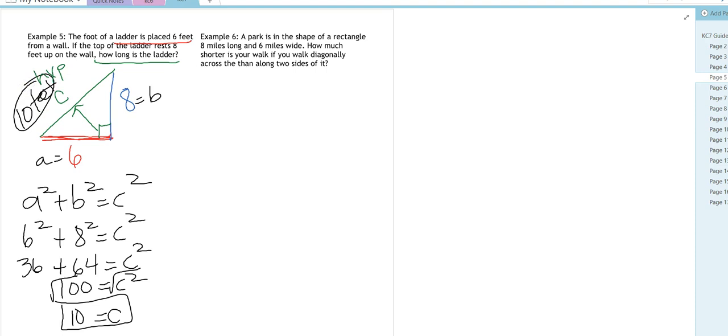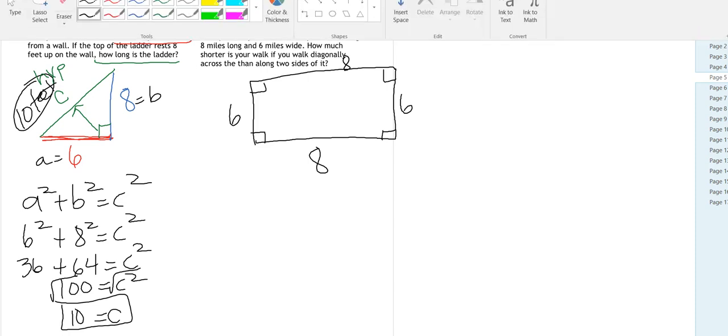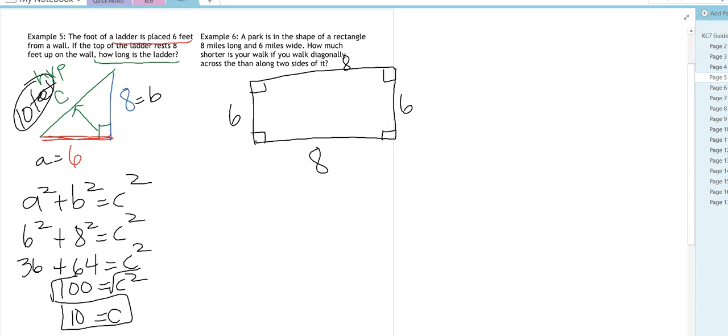Example number 6, a park is in the shape of a rectangle, 8 miles long and 6 miles wide. So when we have my rectangle here, it's going to be 8 miles long, 6 miles wide. So if this is 8, that would make this 8. If this is 6, that would make this 6. And what's nice about a rectangle is that all angles are 90 degrees. Then it says, how much shorter is your walk if you walk diagonally across instead of along the two sides? So what we're looking at then is if we walk across here, right? This would be our C. So really you only have to pay attention to one triangle.